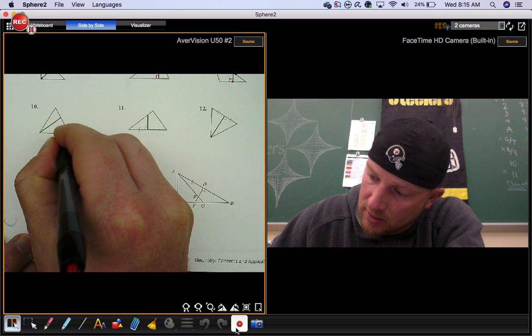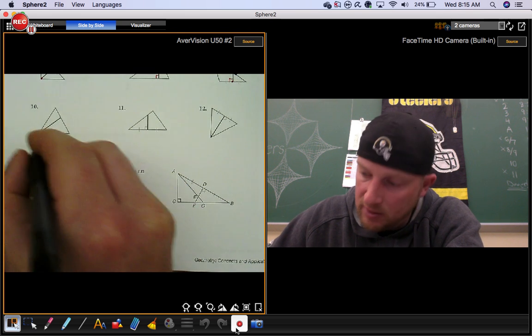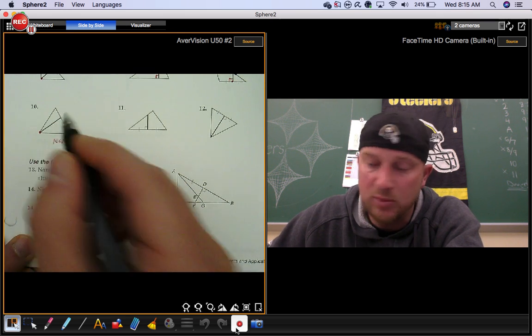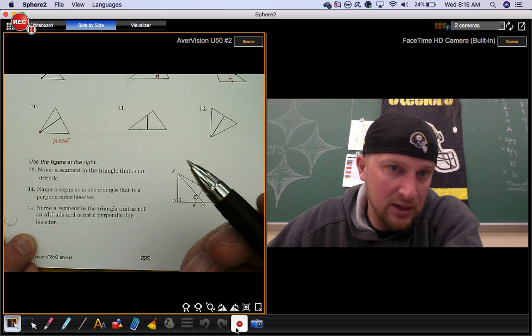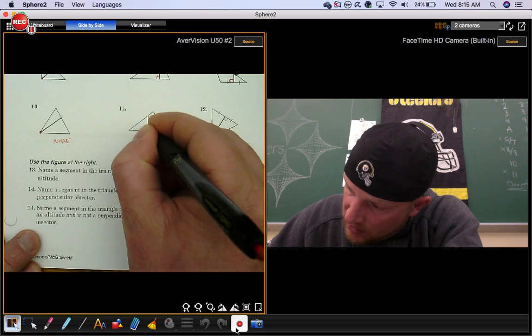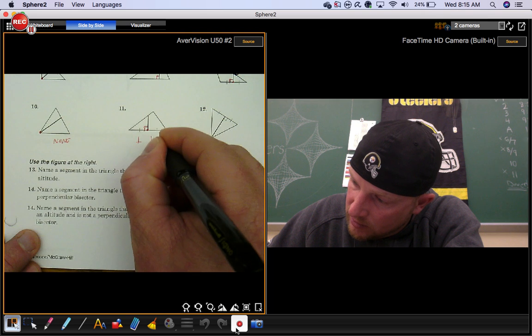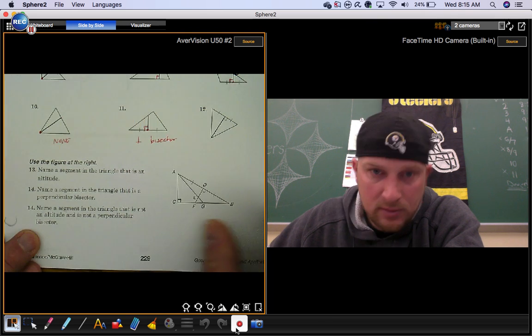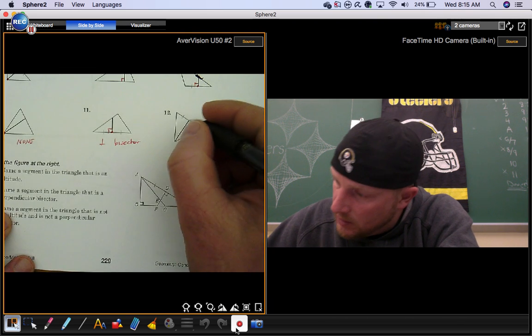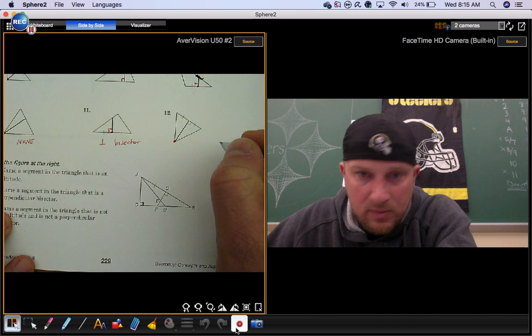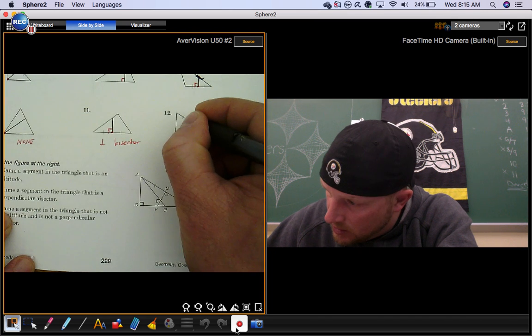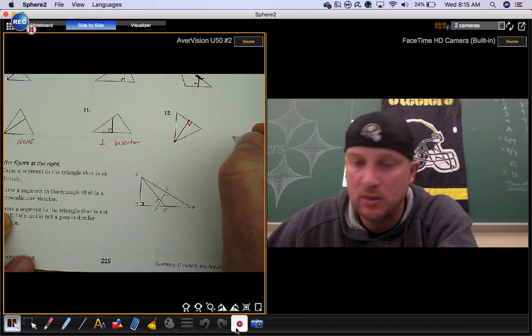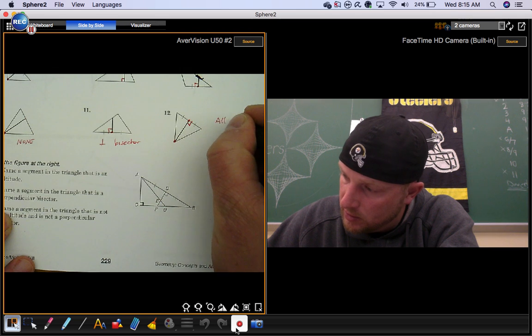Number 10 is none. It just touches a vertex and that's it. That point is not a midpoint or meeting at a right angle. This is a perpendicular bisector. This segment touches a vertex. It touches a midpoint and at a right angle. So it's all three.